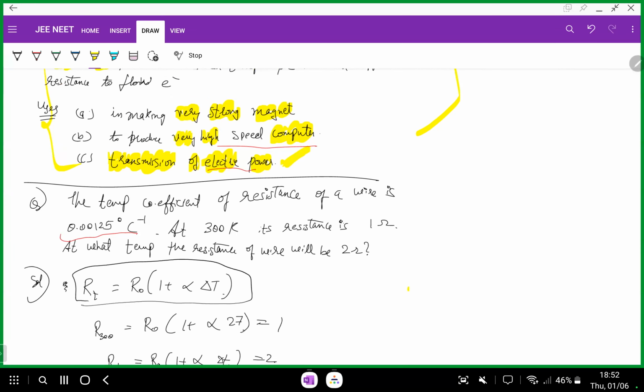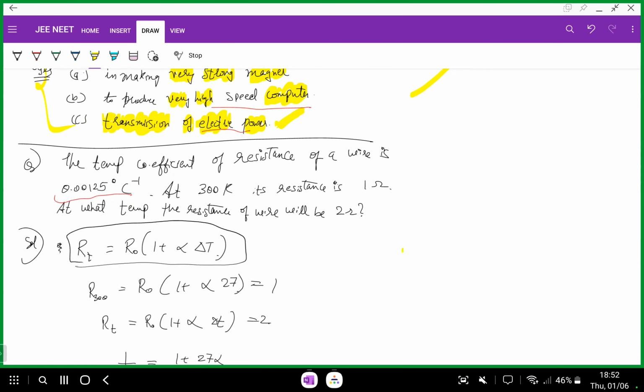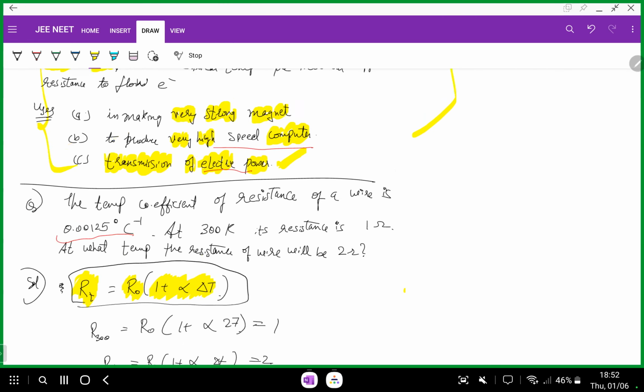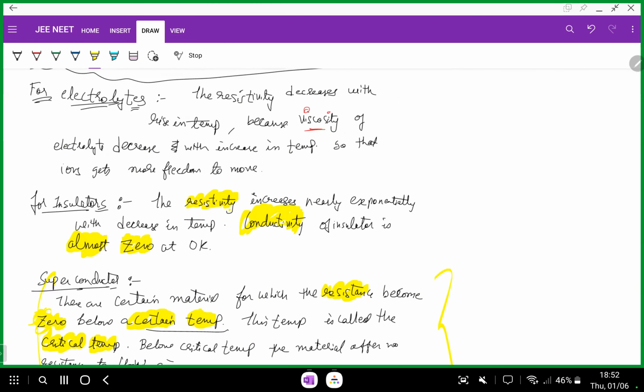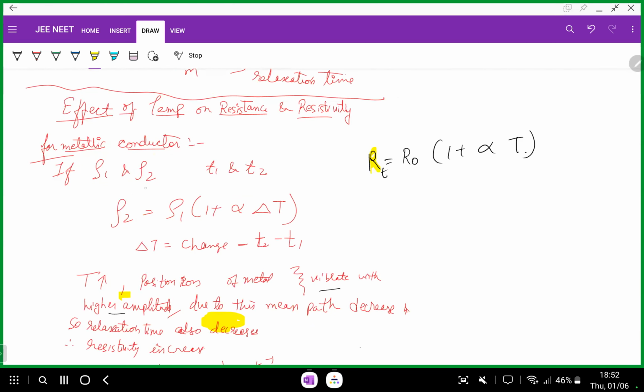Okay. Now see here, the question is here. We have to remember formulas like this. RT is the resistance at some temperature, R naught is the resistance at 0 degree temperature. Same formula here, similar formula: RT equals R naught into 1 plus alpha T.